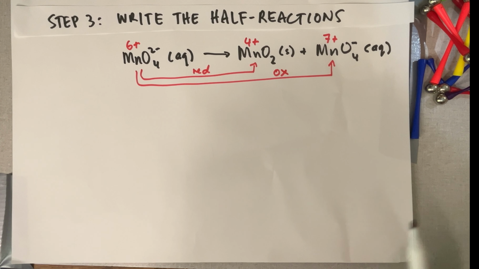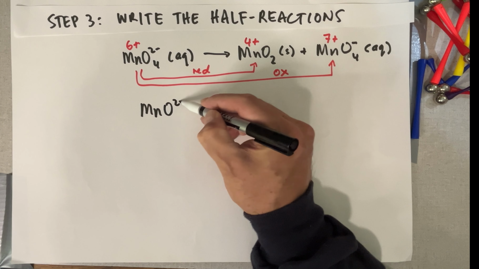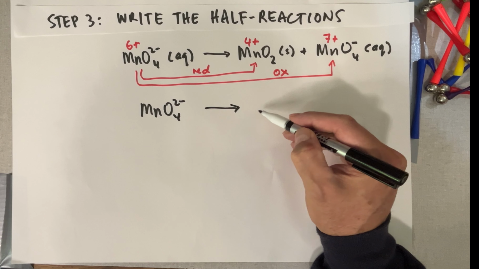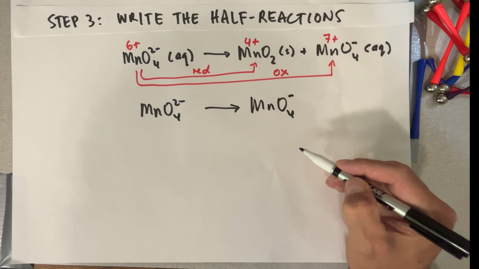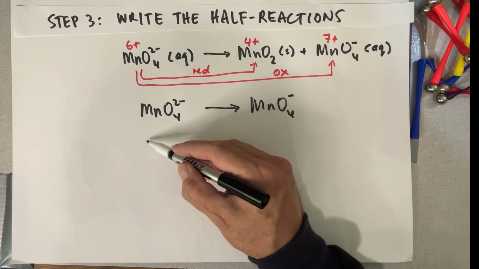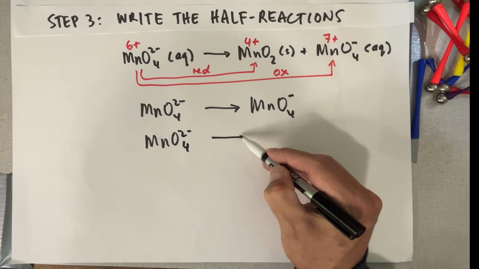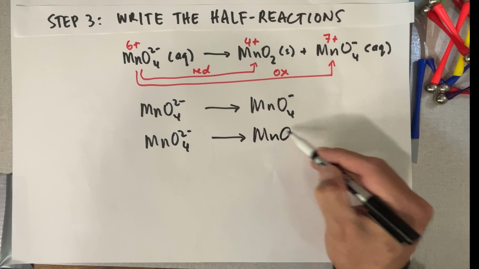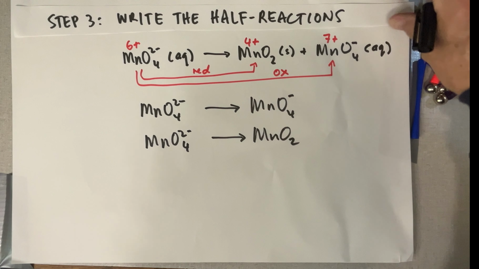Moving on to the next step, write the half reactions. So you have manganate giving the permanganate in the oxidation step, and you have the same reactant, manganate, giving the manganese dioxide in the reducing step. Those are the half reactions.